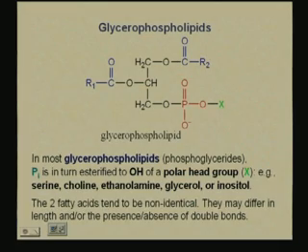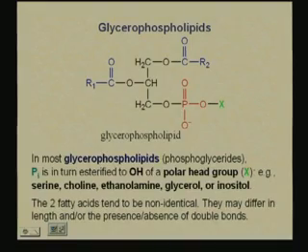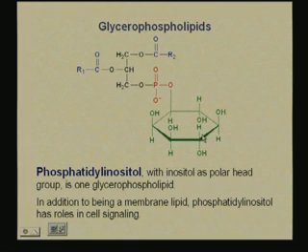So, how can they be different? They can be different in their length, they can be different in the number of double bonds, they can be different in the location obviously of the double bonds. So, that is where we have our differences R1, R2, X. So, what are these differences? Okay. This is phosphatidyl inositol.